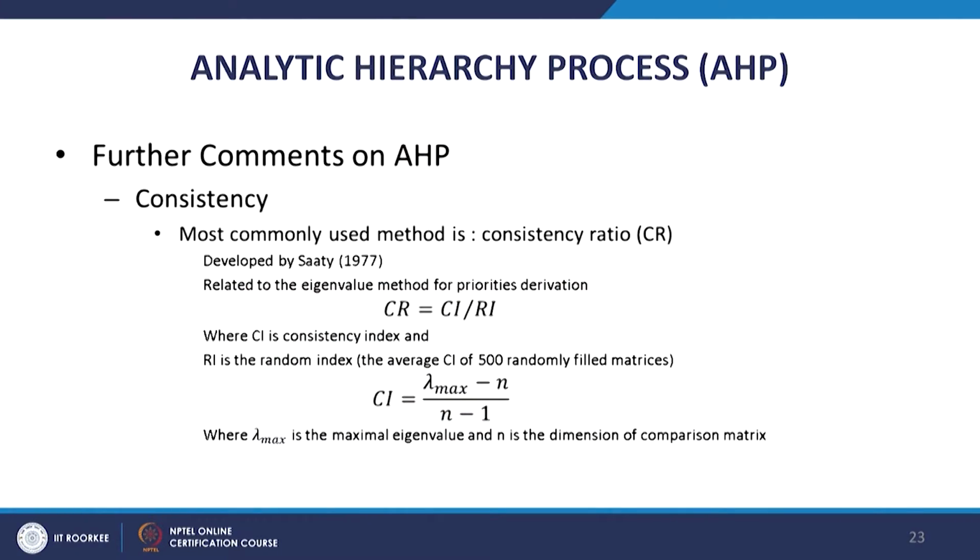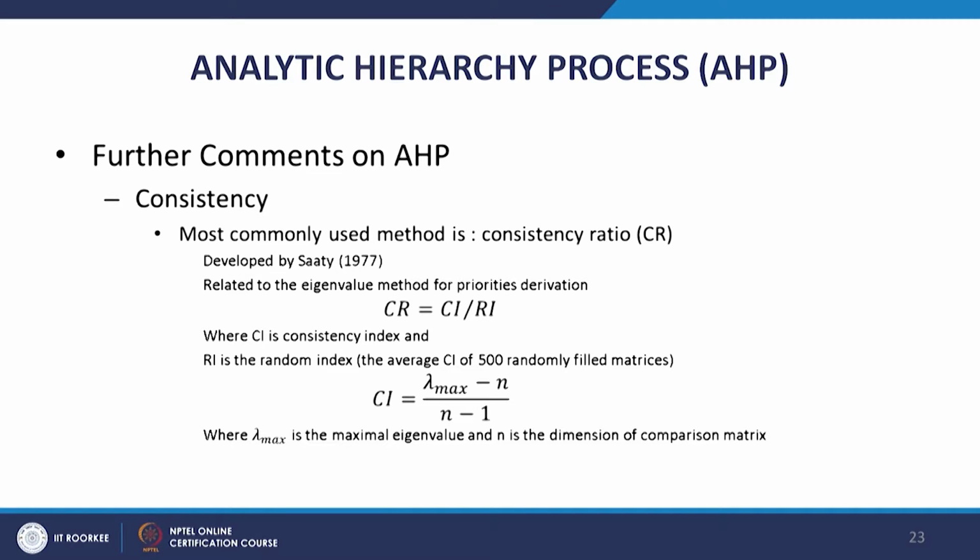So, let us move forward. As we have talked about, for performing the consistency check we use certain metrics, and one of the most popular is the consistency ratio. How is this consistency ratio derived? It was developed by Saaty, and CR is related to the eigenvalue method. In the RStudio exercise we talked about 3 functions, and we saw that the consistency score was calculated only in one of the methods, the eigenvalue method. This consistency ratio is also related to the eigenvalue method for priorities derivation, which we will talk about later.